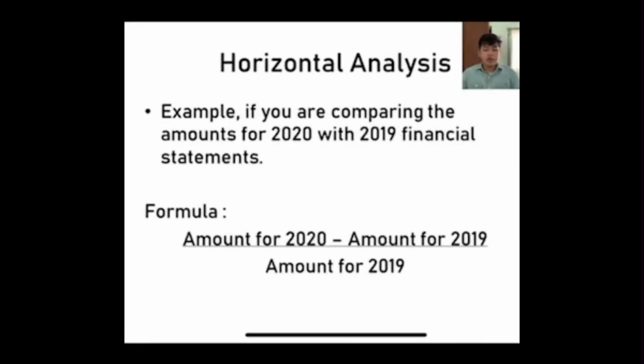The formula will be magkano nung 2020 minus magkano siya ng 2019. Ayan. Divided by the base year. Ang base year natin is yung 2019. That's our base. That's the base year, 2019. So, let's now go to the problem. Next slide.